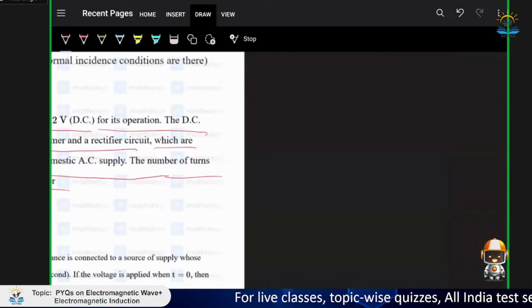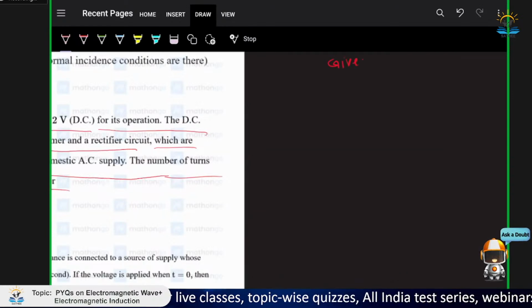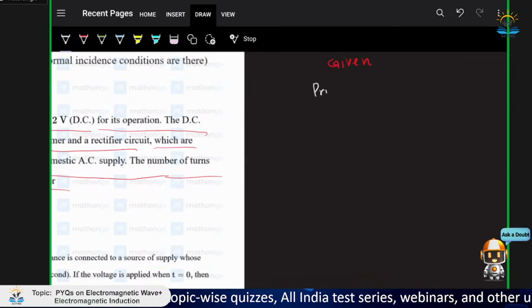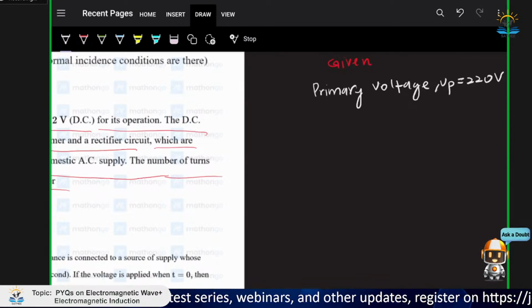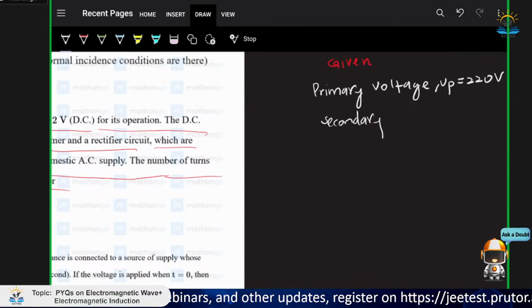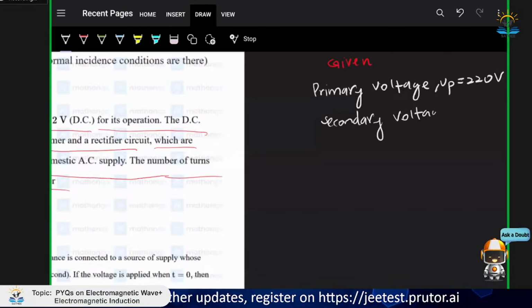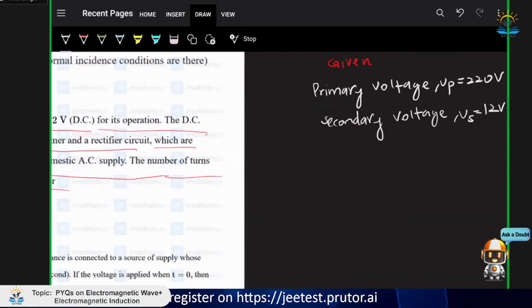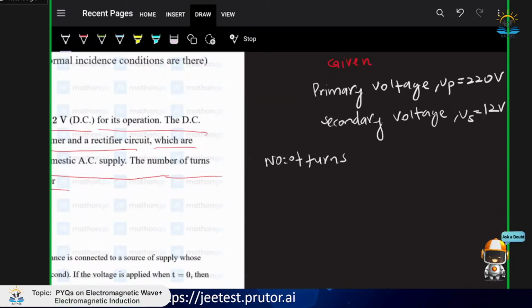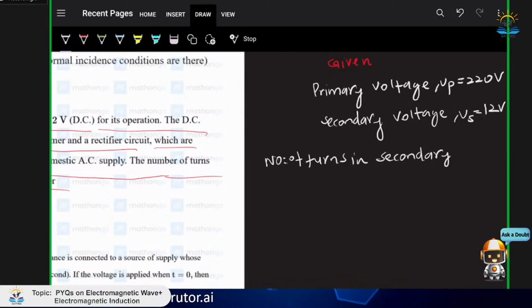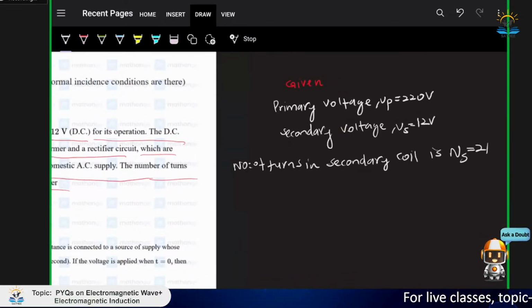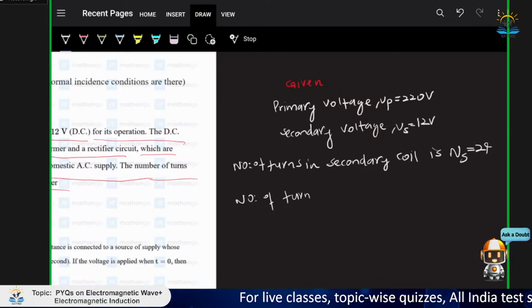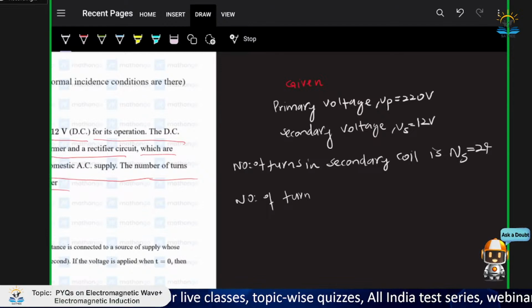Okay. How do we solve this? Let's look at the given values. The primary voltage is given, that is VP is 220 volt, and secondary voltage is also given. Secondary voltage VS is given how much? 12 volt. Correct. Number of turns in secondary coil NS is 24. Next, number of turns in primary coil NP. We need to find that.